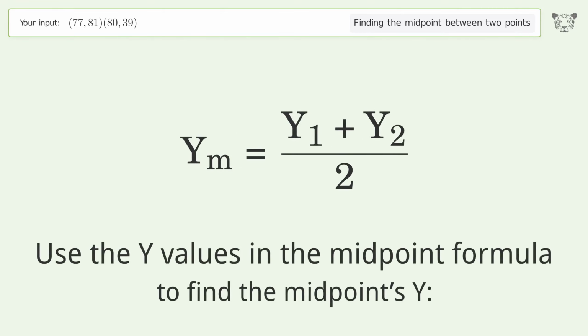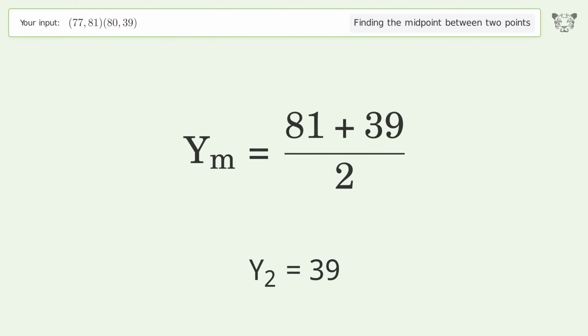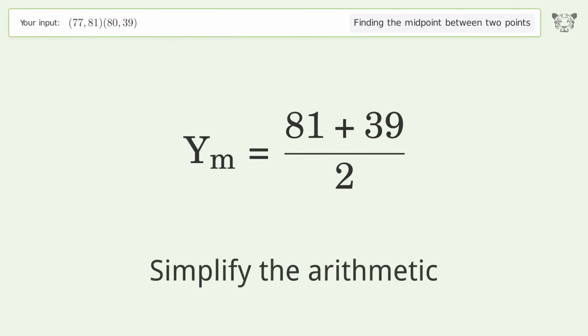Use the y values in the midpoint formula to find the midpoint's y. y1 equals 81. y2 equals 39. Simplify the arithmetic.